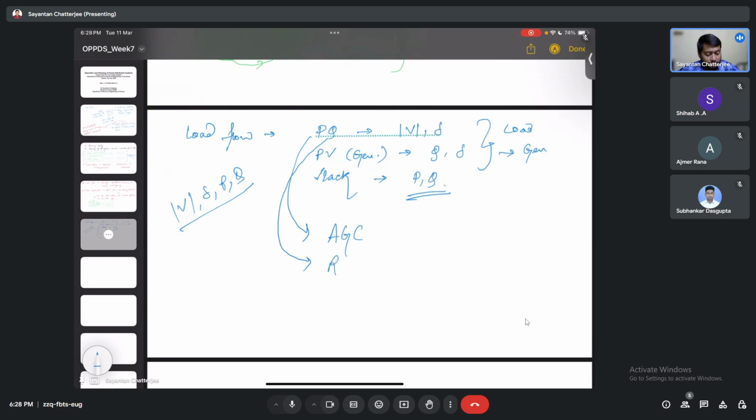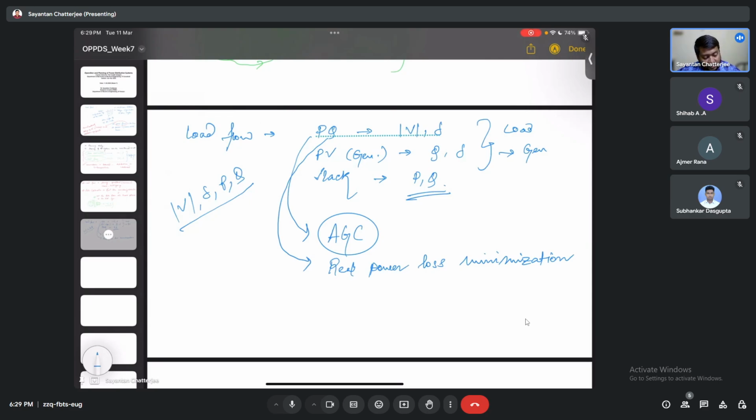Q is the reactive power. Sorry, Q can be obtained from real power loss minimization. This exercise is performed to get the value of Q, this PQ value. So what we need to know is that all these things can't be obtained in real time.